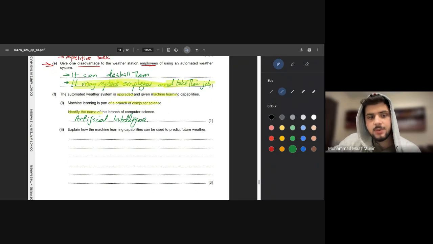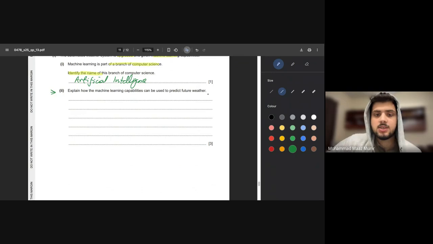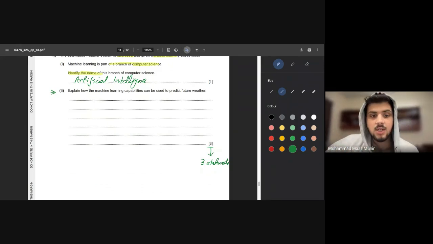Now in the B part, it's basically asking how we can make use of machine learning capabilities to predict future weather. 3 points. So the examiner expects 3 statements. What 3 statements can we write up here? We can say that it can adapt its own processes and analyze the data for trends, and based on the pattern it can predict future weather patterns, and then feedback could be provided to it, based on which it can learn to improve data or make other decisions. First, we can say that it can adapt its own processes.